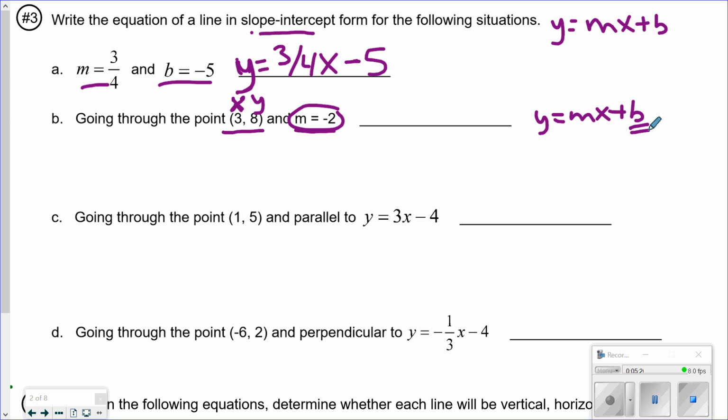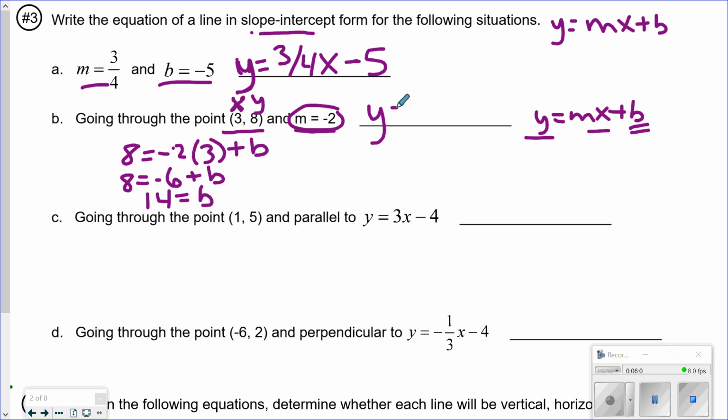Instead of y, I'm going to plug in 8 is equal to, I know my slope is -2. The x value I see here is 3 plus b. I need to solve for b. So 8 is equal to -2 times 3, which is -6, plus b. I'm going to add 6 to each side. So 14 is equal to b. So my equation then is going to be y is equal to -2x plus 14.